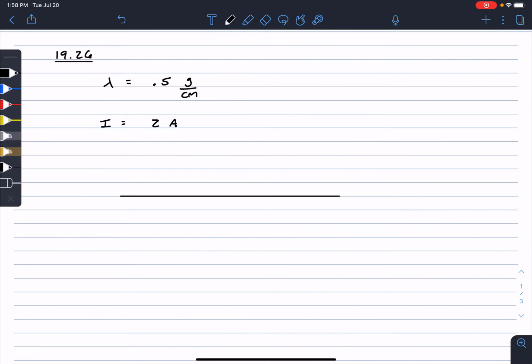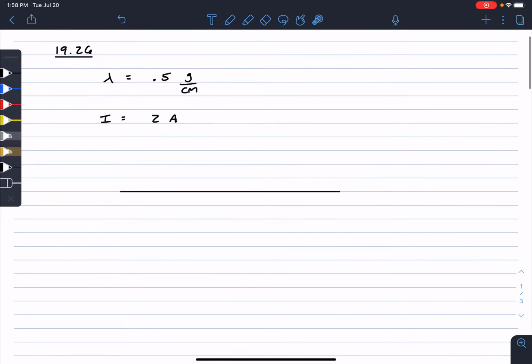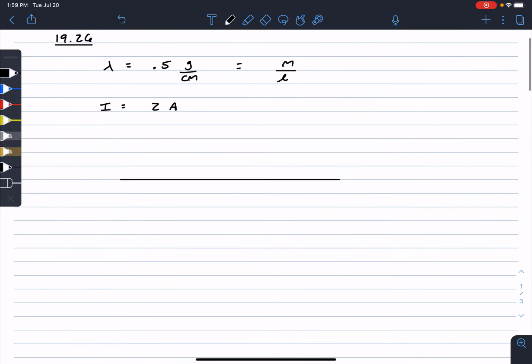1926, we are given a scenario where we have a wire that has a length and it's carrying a current of 2 amps. We're told that it has mass per unit length of 0.5 gram per centimeter. So what that means is this is mass over length. That's what this is. It's a density, right?